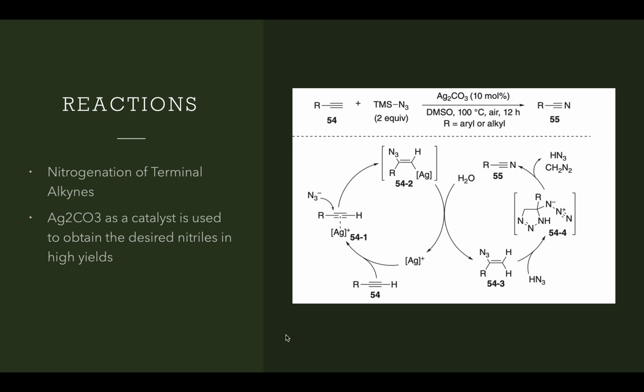From this, it was concluded that the conversion of vinyl azides into nitriles does not require silver catalysis. Then, as it reformed, vinyl azide cyclizes with azide to form an unstable intermediate, which undergoes fast rearrangement to give the nitrile with the release of hydrazoic acid and diazomethane. This proved that the silver catalyst is needed in order to keep the product formed, instead of it reverting back. Silver carbonate as the catalyst is used to obtain the desired nitriles in high yields.